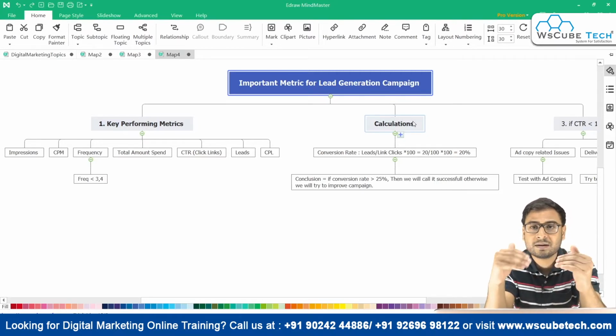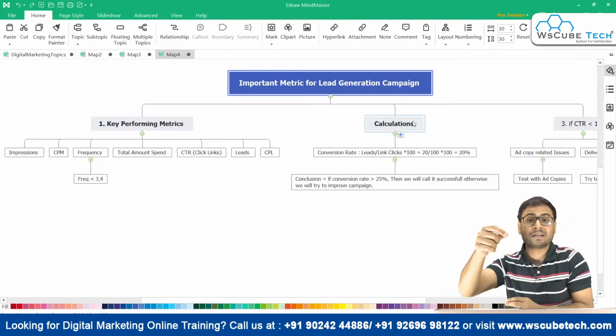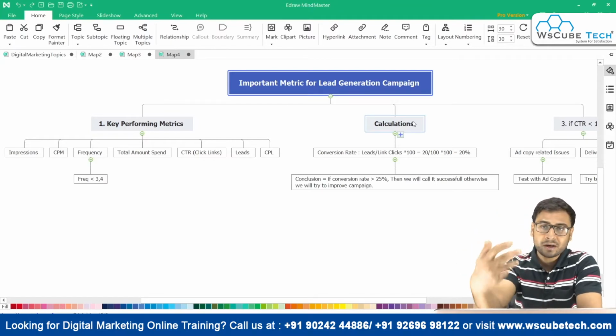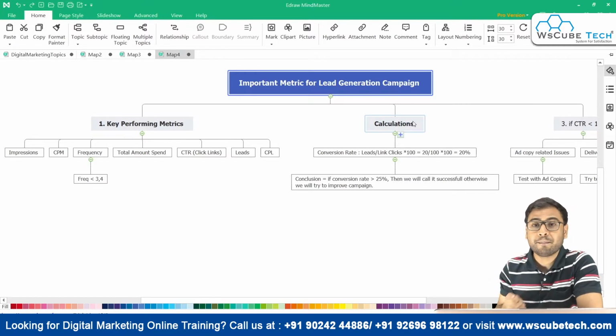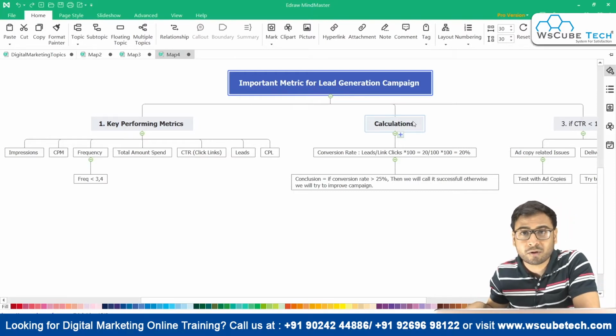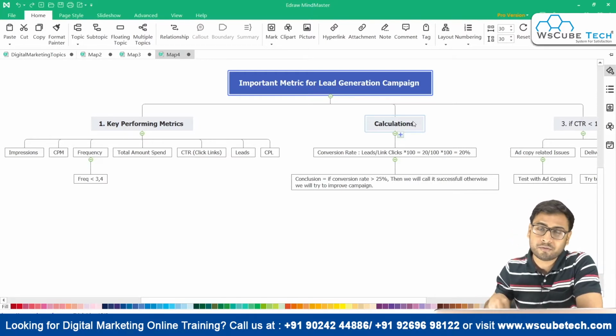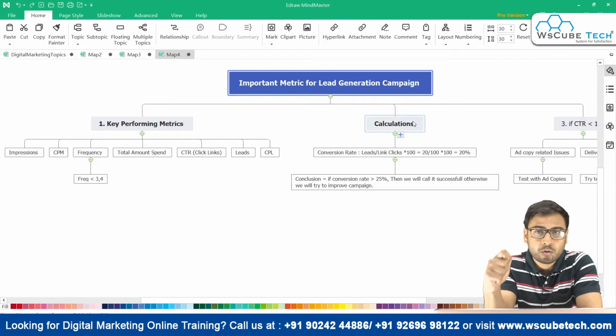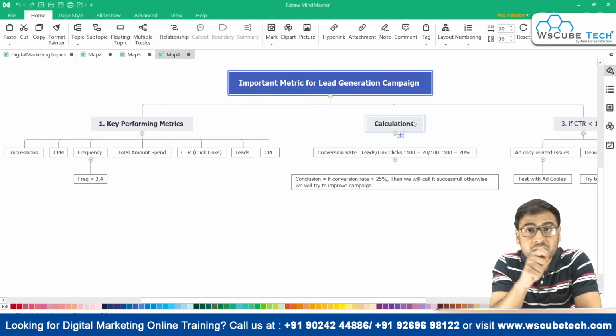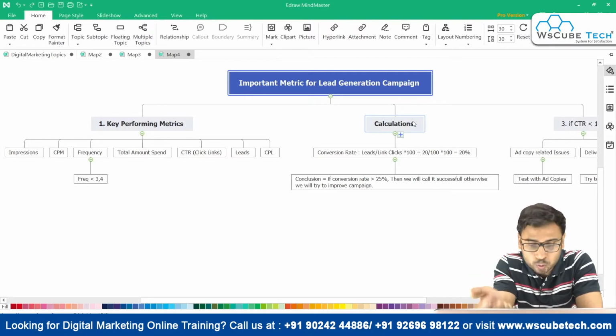You have to define some benchmark too: if we are getting this much conversion rate, it means we are doing pretty well and our campaign is successful. And if the conversion rate is not up to the mark or up to what we have set, then we have to stop this campaign or start again. This kind of analysis can only be done if you know the metrics, the right metrics, and if you are targeting the right metrics too.